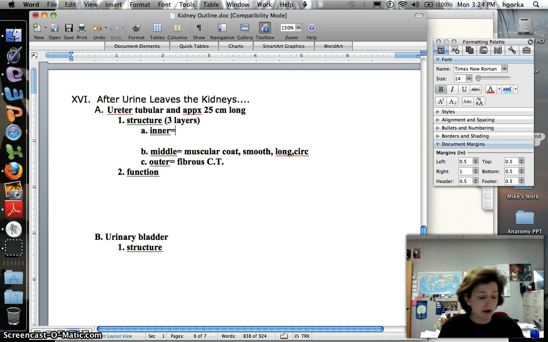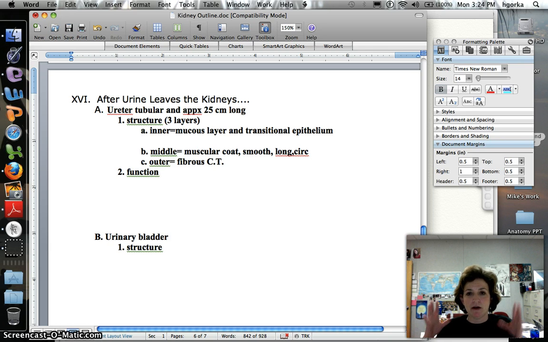So it has an inner mucus layer, and it's also made up of what's called transitional epithelium. And transitional epithelium is called such because it can kind of change in its thickness. We've talked in the past about how epithelium is usually a type of tissue that's found on the outermost or innermost layers of our body.